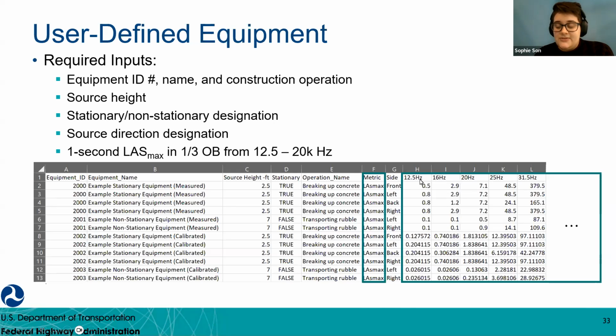You must fill out the third octave bands from 12.5 to 20,000 hertz. You need to have measured data for that whole spectral range. But if your equipment object is not asymmetrical in its emissions, you can input the same spectra for each row if that's really the case for your equipment object.